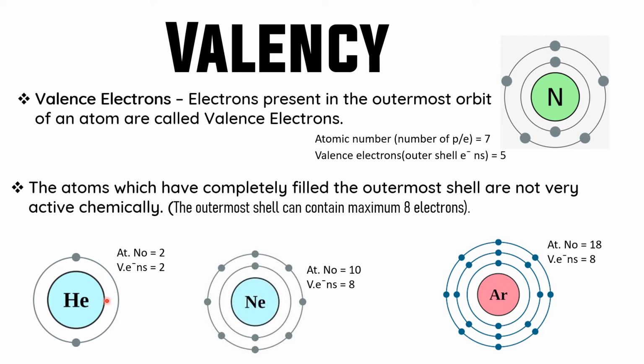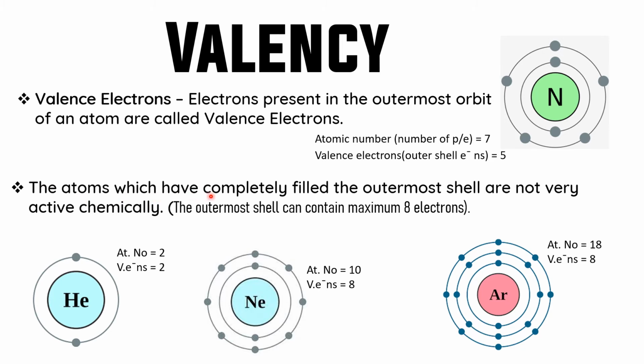Then here, helium. In the case of helium, the atomic number is 2. So the K shell contains 2, and the maximum capacity of the K shell is 2. So in the case of helium, 2 electrons are already there, so there is no need to go for any chemical reaction. So this helium is also highly stable, and it also does not take part chemically. Got it? So this point is important.